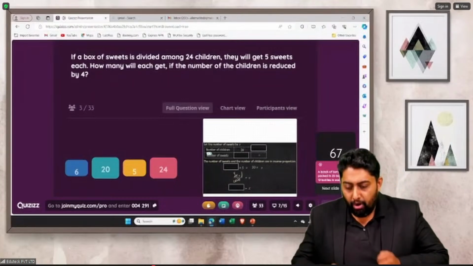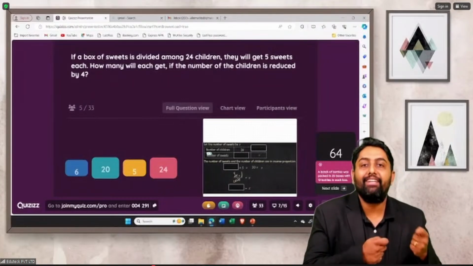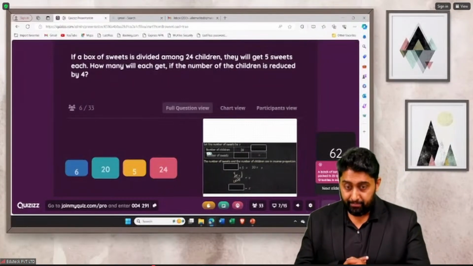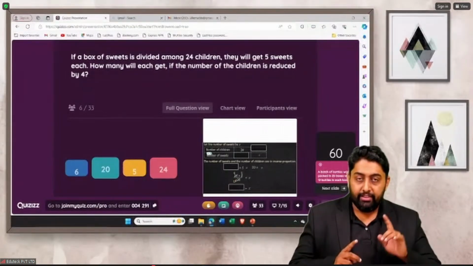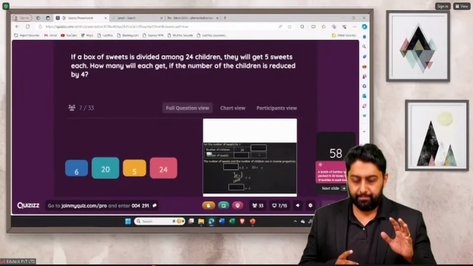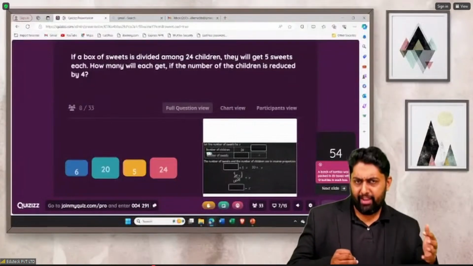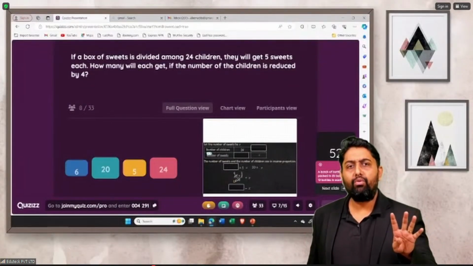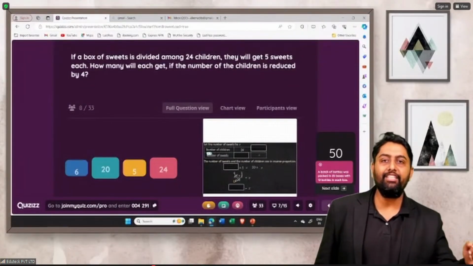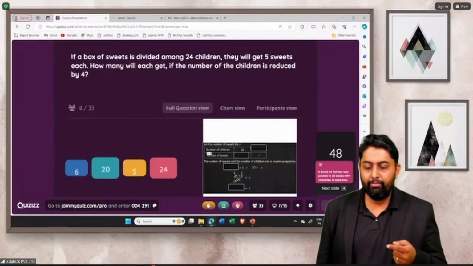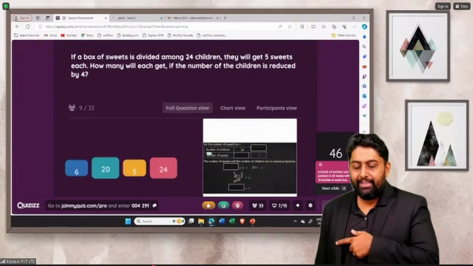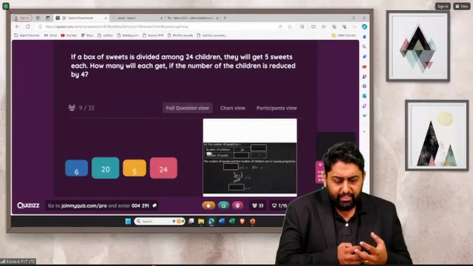There's a box of sweets which is supposed to get divided amongst 24 children. If that happens, they will get 5 sweets each. What will happen if instead of 5, we reduce the number to 4 sweets received by each person? Then how many should each of them get? Or how many should be the number of chocolates?